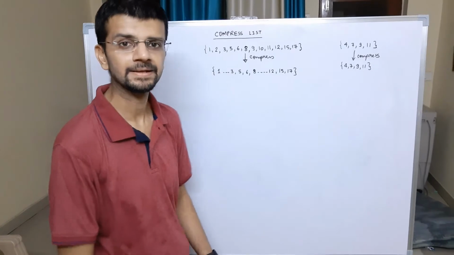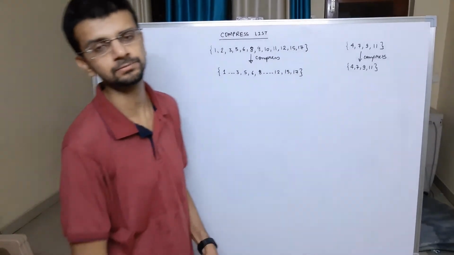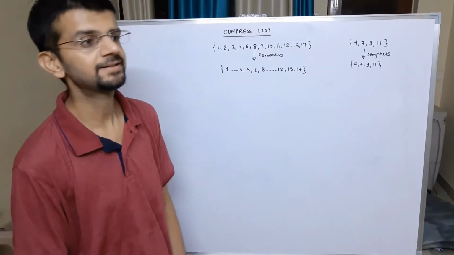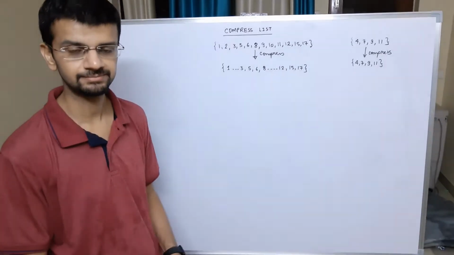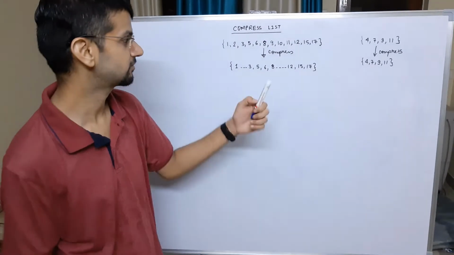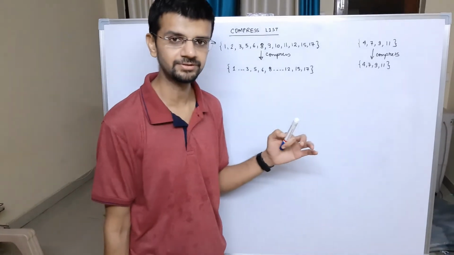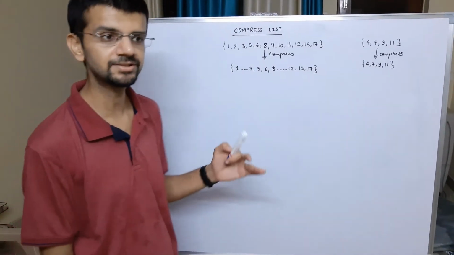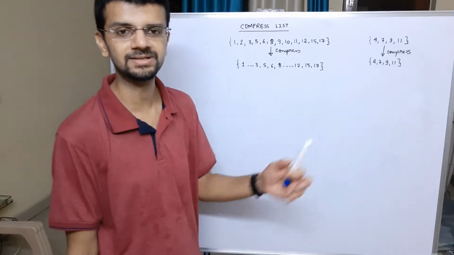Hi everyone. So today we are going to solve one of the CodeShift problems, and that problem is Compress List. What the problem is, we'll see in a while. I'll first try to capture a summary of that problem, and then we'll see what the real problem is and the sample test cases.